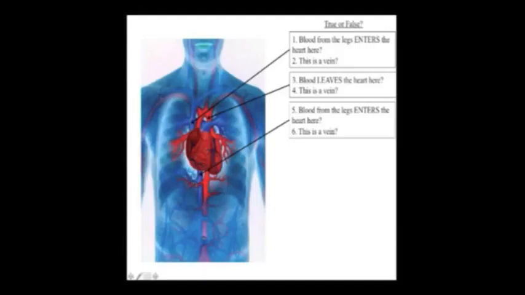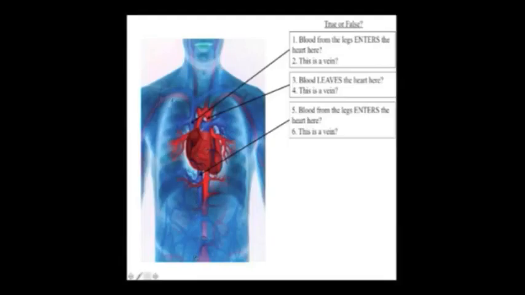And blood, the first statement reads, blood from the legs enters the heart here. So this structure is actually coming from the bottom portion of our body, the lower portion of our body, so blood from the legs is most likely being carried inside this structure.